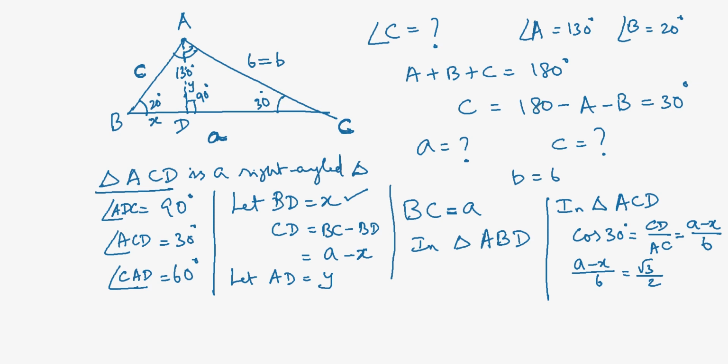Even in this triangle ACD, you went for cos 30. I would have gone for sin 30. What would sin 30 have helped us with? Oh, we could have got the value of y from the adjacent side. You see, we solve one problem.